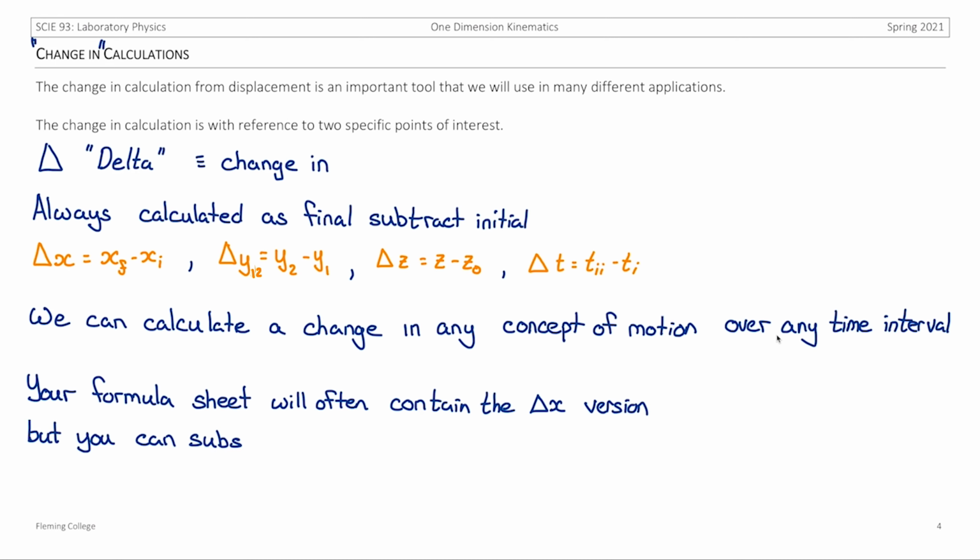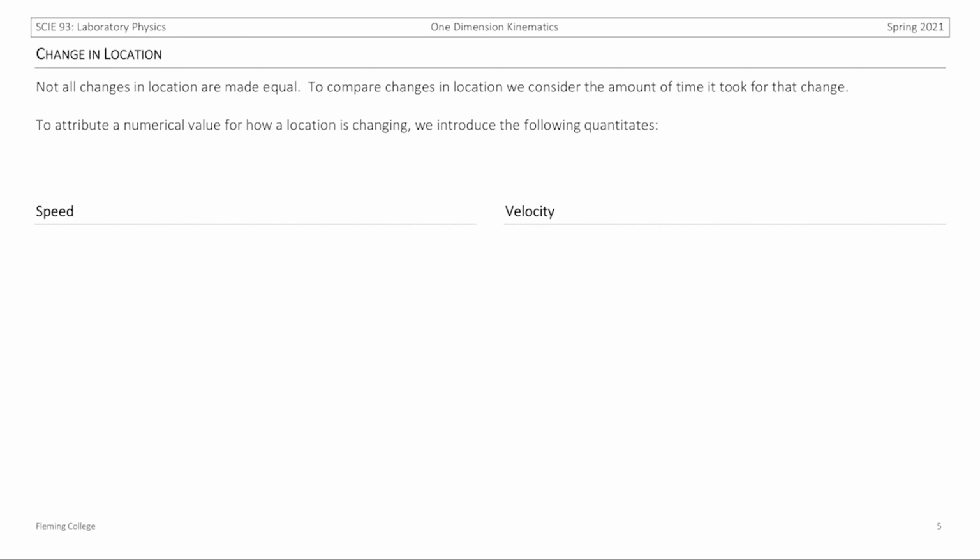Not all changes in location are equal. To compare changes in location, one of the ways we consider this is we look at the amount of time it took for that change in position. We do this so that we can attribute a numerical measure for how quickly location is changing. And we introduce the following quantities. The first thing we talk about is speed. Now, speed is a scalar quantity, and we're going to represent that with a v. Scalar means that this has magnitude but no direction. So we just care about the amount of speed.